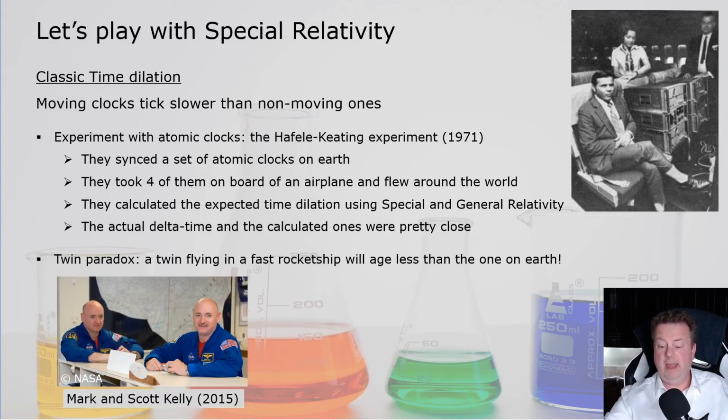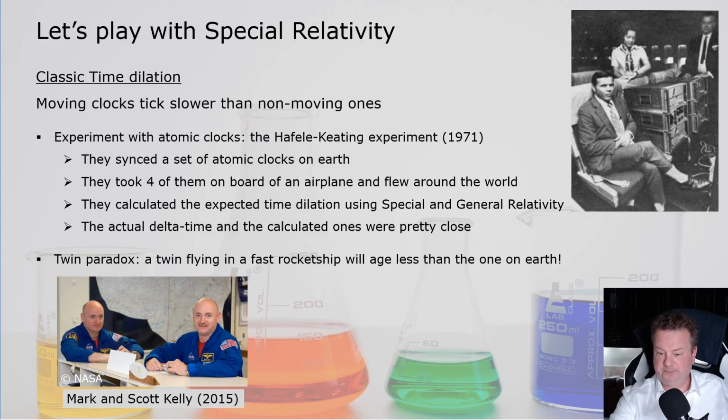and when she returns to Earth, she will be younger than her twin. And here they are, Mark and Scott Kelly, an actual twin, both astronauts, and I think it was Scott who went on a space mission, spent many days in the space station, and the space station flies at incredibly high speeds, and when he returned to Earth, he was younger than his twin brother.